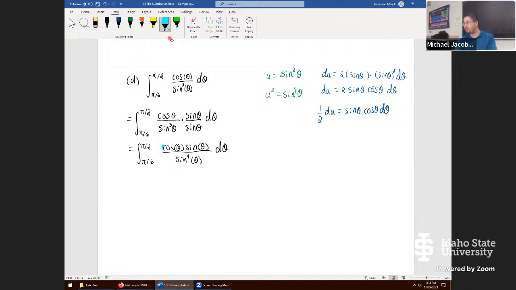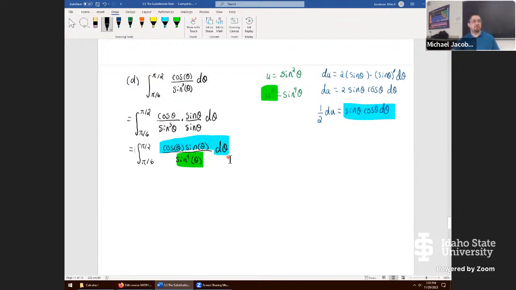Okay, so taking all of this right here, that's going to just turn into 1/2 du. Sine power 4 theta, that's just going to turn into the u squared right here. So last thing on the table is we'll just change the limits of integration. So let's go through the motions.